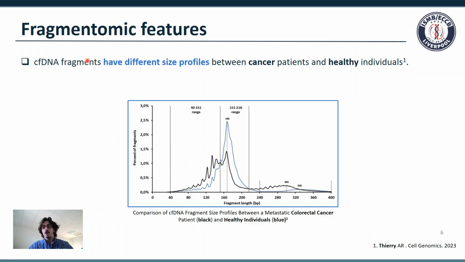For instance, recent studies have shown that cell-free DNA fragments have different size profiles in cancer patients compared to healthy individuals. Here, the black curve represents the fragment size distribution for a colorectal cancer patient, which is shifted towards shorter sizes compared to the healthy individual profile in blue.